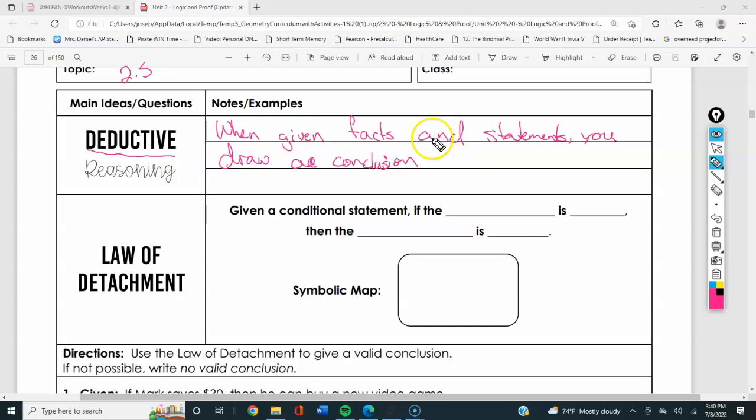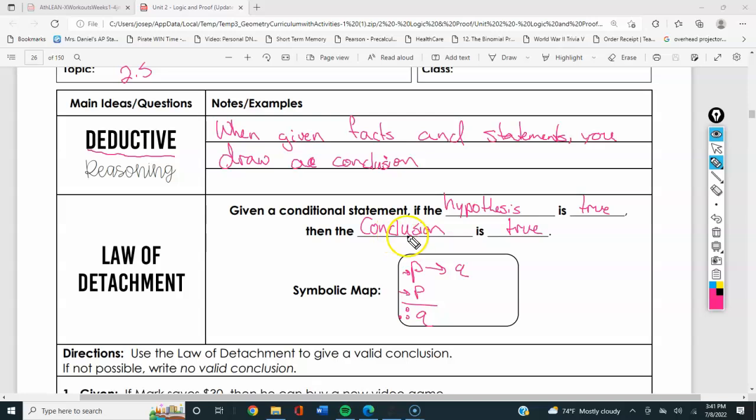So let's talk about some conditional statements. If the hypothesis is true, then the conclusion is true. Okay? So again, that's saying if P then Q. If we know that's one statement, the other statement is P, therefore, then we can conclude Q.